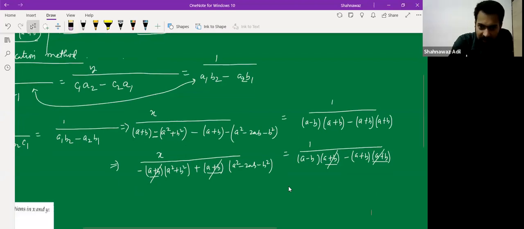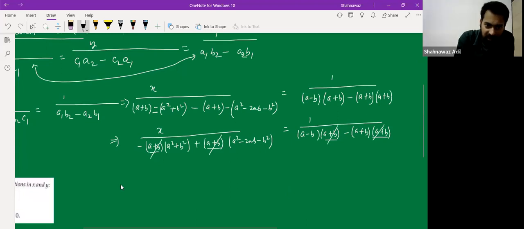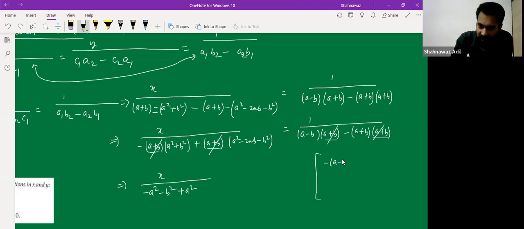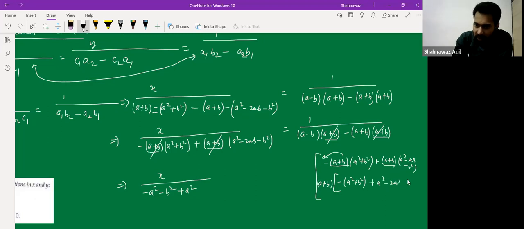Any problem in that? No, sir. Right. So this cancels and we have what? X by minus of a square minus of b square... not cancel the first minus. So a plus b is common; we are only canceling this a plus b. So let's say that you have minus a plus b and a square plus b square, and you have plus of a plus b and a square minus 2ab and minus b square. So if we take a plus b common, a plus b is taken out. So we have minus of a square plus b square, and a square minus 2ab minus b square, right?